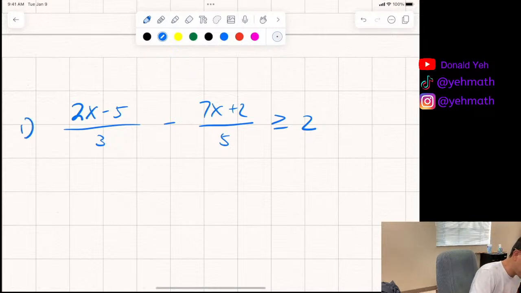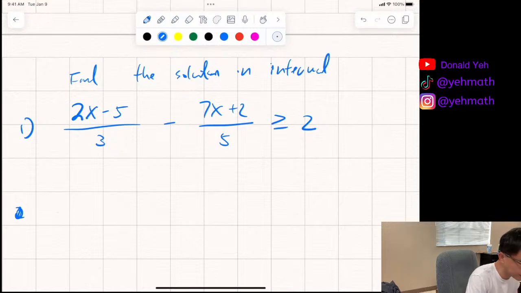That's the first question. And I want you to find the solution in interval notation. Usually you have to find the algebraic solution, then graph it, and finally write down the interval notation.